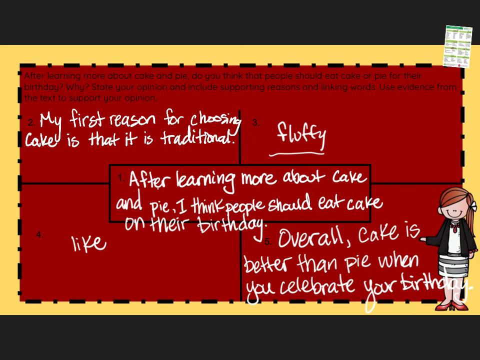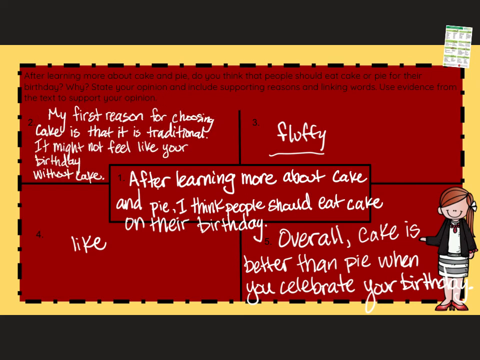And then if you want a really good essay, you're going to go ahead and follow that up with why being traditional is a good thing or why being traditional is important. And you can relate the tradition back to yourself. In fact, that's one of the better things that you can do. So I might say, tradition makes me happy, or it might not feel like your birthday if you're not doing something traditional. And I like that one. All right, so I had to shrink it a little bit. But my first reason for choosing cake is that it is traditional. It might not feel like your birthday without cake.